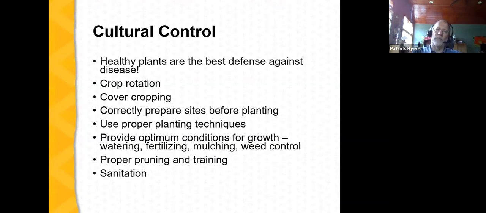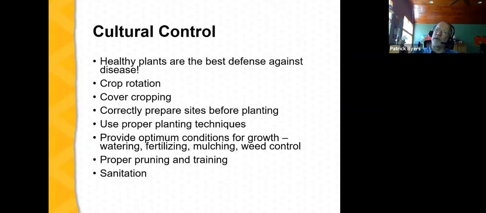Prepare the site properly before planting. Use proper planting techniques. Again, planting at the right time to encourage good, healthy growth is important. And then think about the conditions that are needed for optimum growth, those things such as proper watering, fertilizing, mulching, and weed control. And we'll talk more about these here in just a moment. And then proper pruning and training is important to develop an environment where diseases are less likely to take hold.